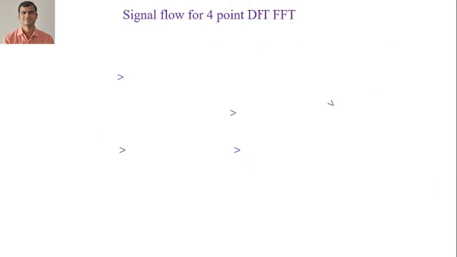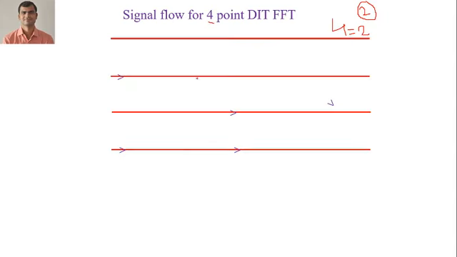Now we have to draw a signal flow graph for N point DFT. Here I have considered N as 4. This 4 is equal to 2 raised to 2, because we are studying the radix 2 DIT FFT algorithm. So we will have 2 stages. The number of stages required to draw a 4 point DFT is 2. For the 4 point DFT, initially we have these 4 lines like this.